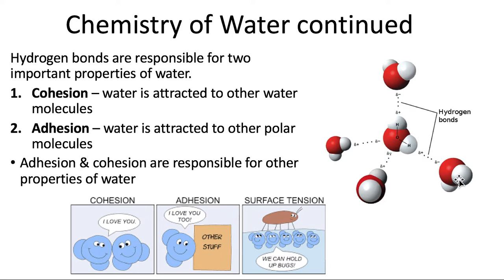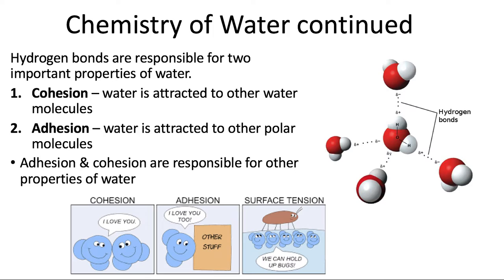This is called cohesion. Adhesion states that water is attracted to other polar molecules. So other stuff. And there's a nice little cartoon on the bottom showing you adhesion and cohesion. So this one here is cohesion. You have one water molecule telling the other one, I love you. That's cohesion. It's between 2 water molecules. This is adhesion because water is being attracted to other stuff. So this is called adhesion. And then here is surface tension, which we're going to take a look at later. And it's holding up this water bug.